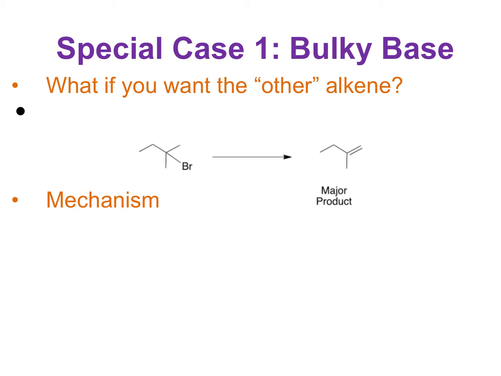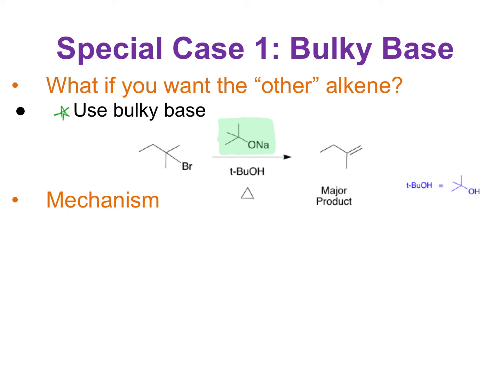So if we want to get this same substrate we had before and have it make the less substituted double bond as the major product, the thing we need to use is called the bulky base. So the bulky base looks like this. So it's T-butoxide. Basically, it's just a more bulky version of an alkoxide. And then we're going to use T-butanol, it's just the solvent. Basically, it's just the same thing with the hydrogen on it. I showed it over here. And then we're still going to heat it, all right? So basically, that's all you have to do.